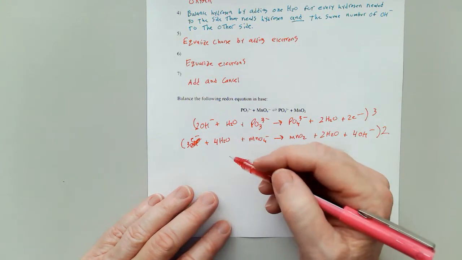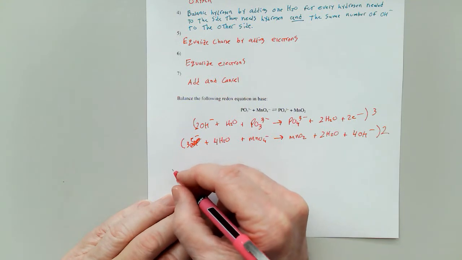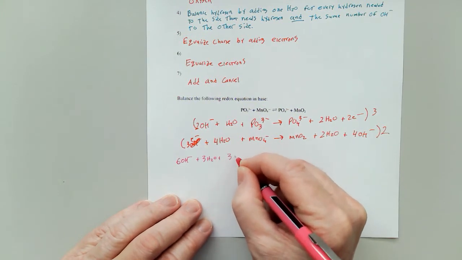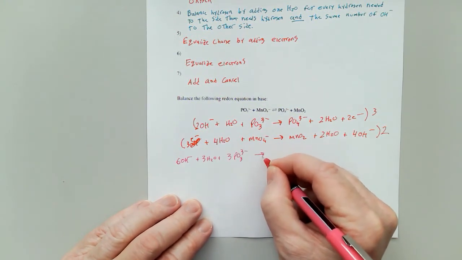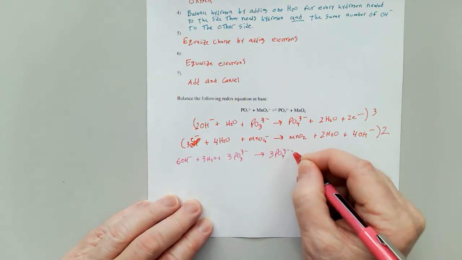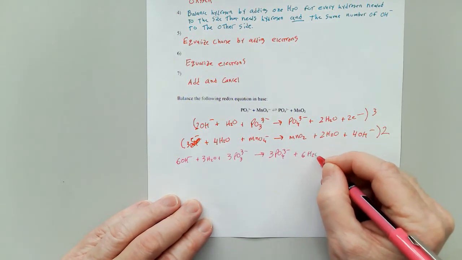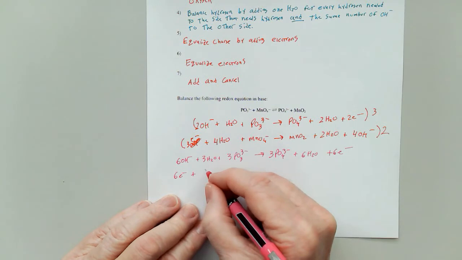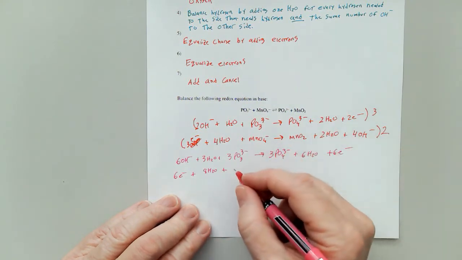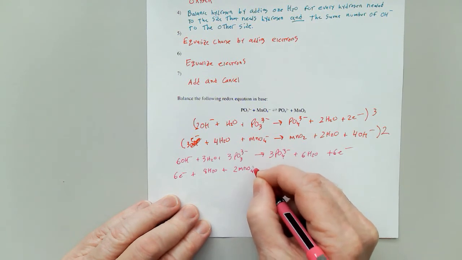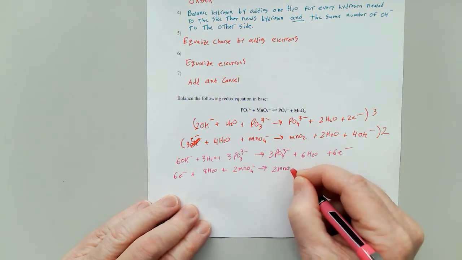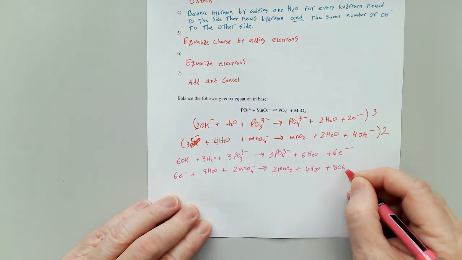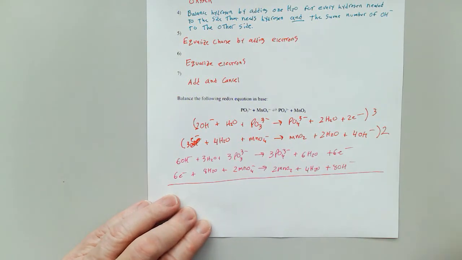Whew, going to be a lot to write out here. So I have got 6 hydroxide plus 3 water plus 3 phosphite to give me 3 phosphate. 2 times 3 is 6 waters and 6 electrons for the next one. 6 electrons plus, that'll be 8 waters, 2 permanganate to give me 2 manganese dioxide plus, that'll be 4 waters and 8 hydroxides. And we go.